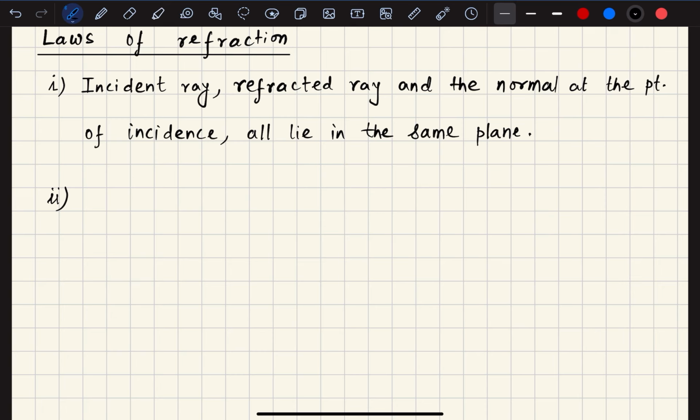Next, this is new. This is the ratio of sine of angle of incidence. So you must have studied a bit of trigonometry.